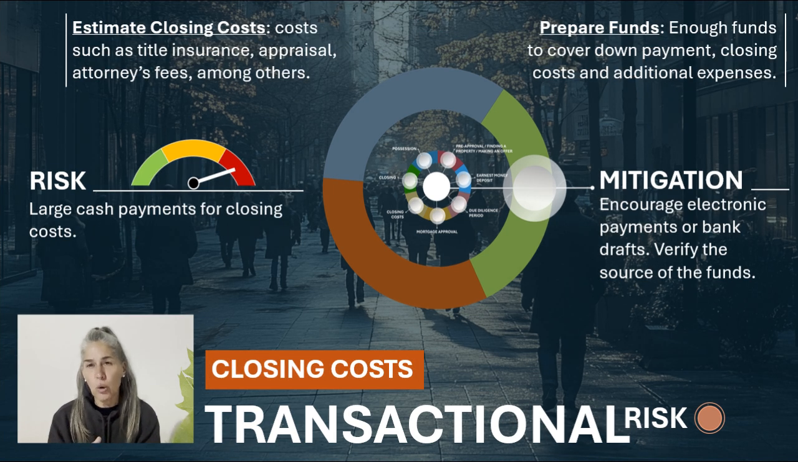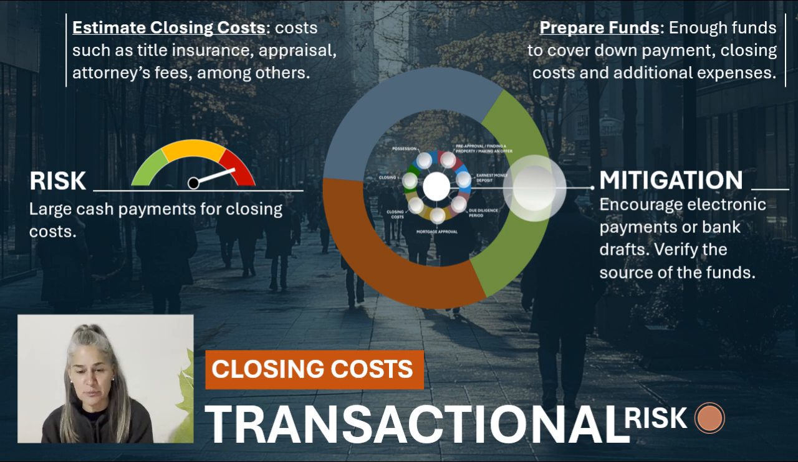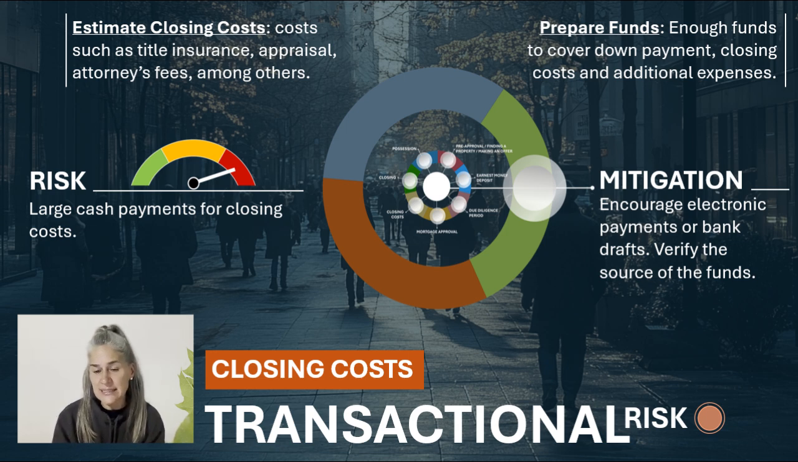Closing costs. Why would we see a high risk at this stage? At this point, we see the estimate of closing costs, such as title insurance, appraisal, attorney's fees, among others, and also the preparation of funds. Enough funds to cover a down payment, closing costs and any additional expenses. The high risk at this stage could be due to large cash payments for the closing costs.